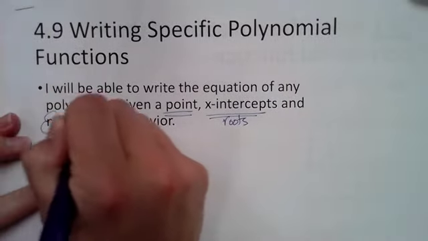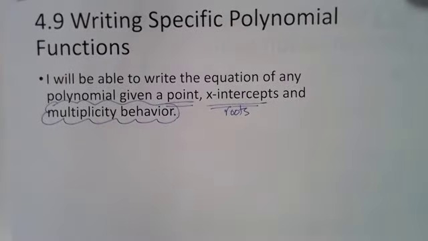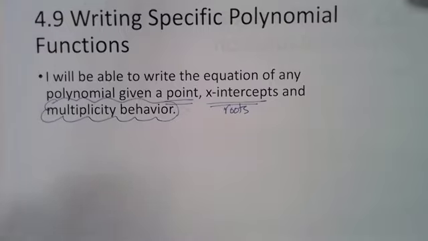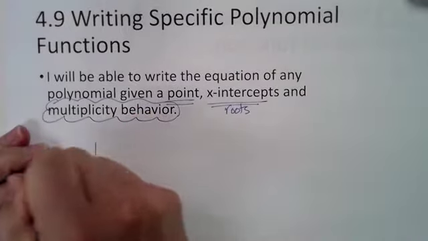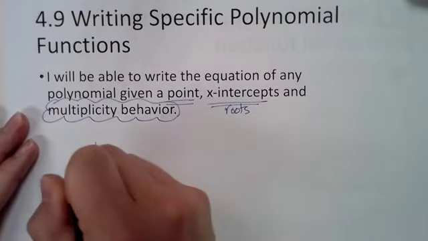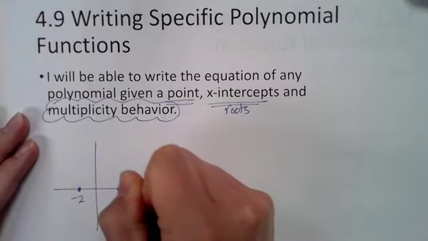And multiplicity behavior, which we haven't talked about. So I'm going to briefly talk about that, and because I'm writing it down, I know that you're going to be writing it down too. Multiplicity behavior is how the polynomial behaves. So here is an example of a little polynomial, and you can write this down too. It's going to pass through -2 and 3 and 5.